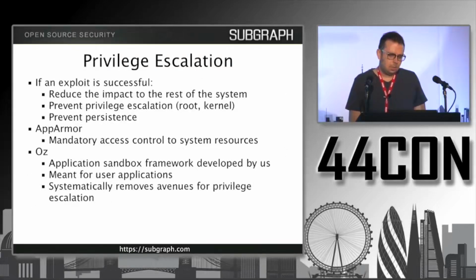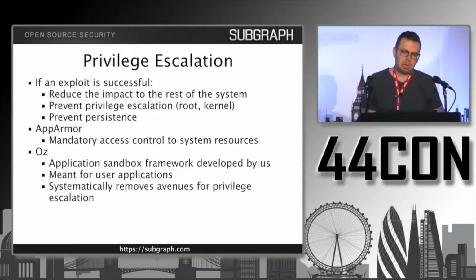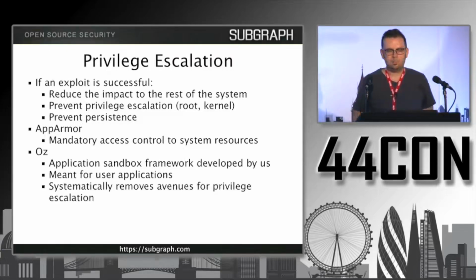So going forward, if an exploit is successful, we want to reduce the impact to the rest of the system. We want to prevent privilege escalation. We want to prevent persistence. How do we do that? We have AppArmor profiles. That's not that exciting because there are other distros that have AppArmor profiles. We've added some of our own. We've AppArmored our own things, but that's part of the story.